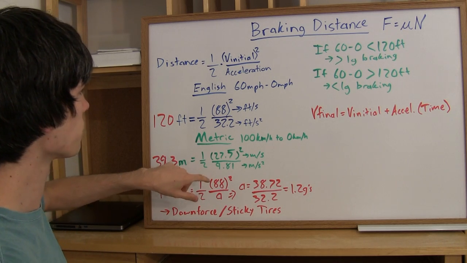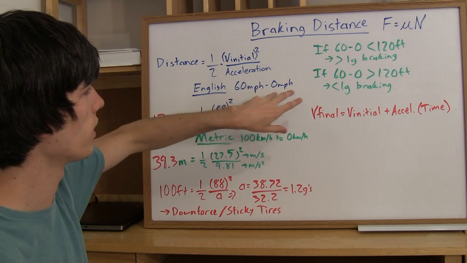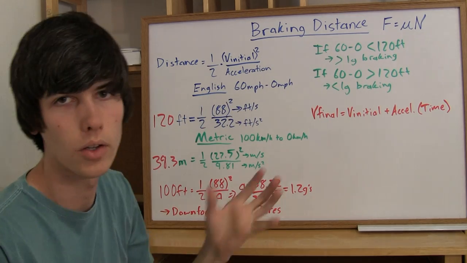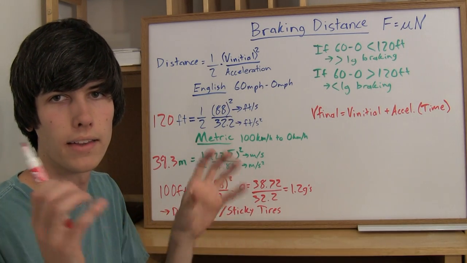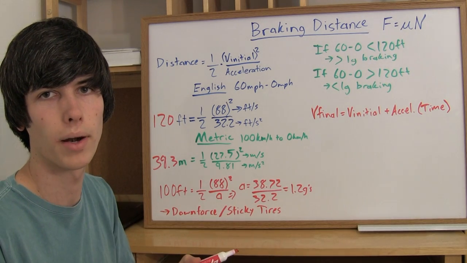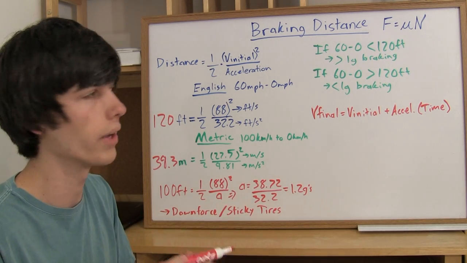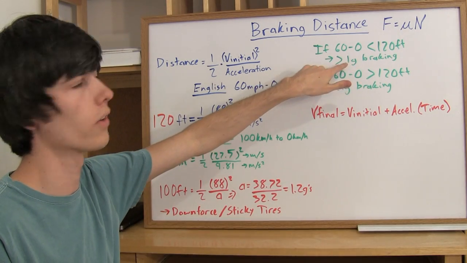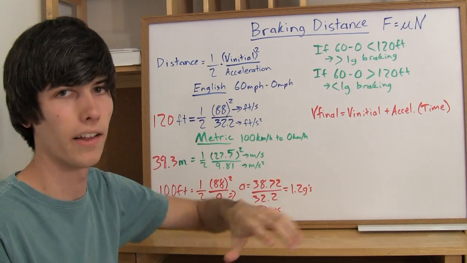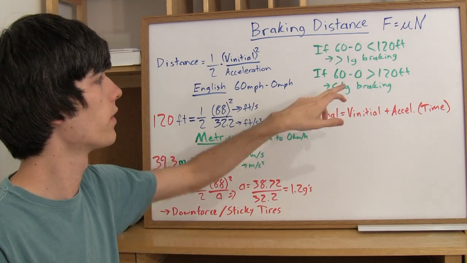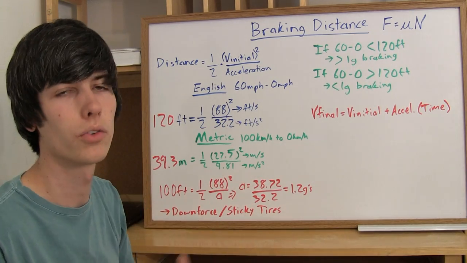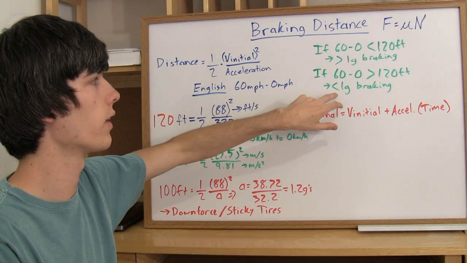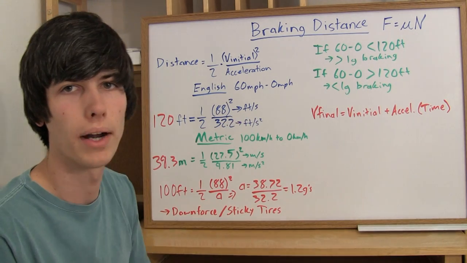Now what does this mean? Well, let's go back to our 60 to zero. If you go on Motor Trend or Inside Line and they give you a stat and say this car brakes from 60 to zero in 100 feet, that tells you it's braking at greater than 1G of deceleration, and that's really impressive. If the 60 to 0 is greater than 120 feet, say 140 feet or 150 feet, that tells you it's at less than 1G of braking.